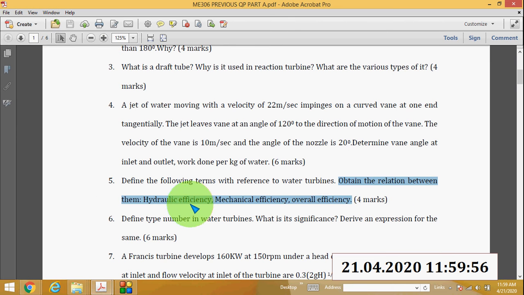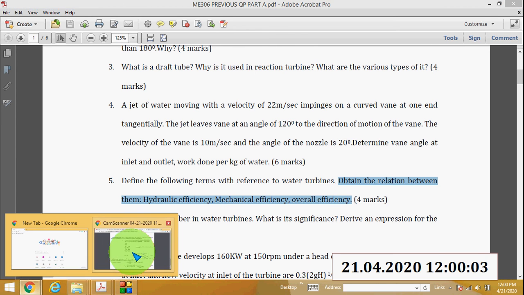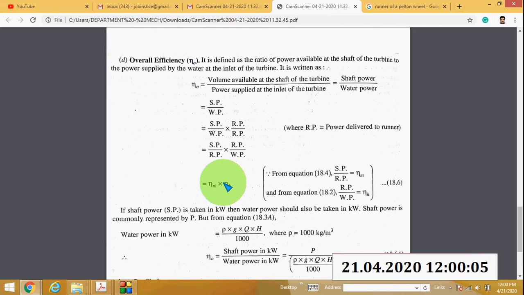So obtain the relation between hydraulic efficiency, mechanical efficiency and overall efficiency. Overall efficiency is equal to mechanical efficiency into hydraulic efficiency. That is the relation. This is very, very important.